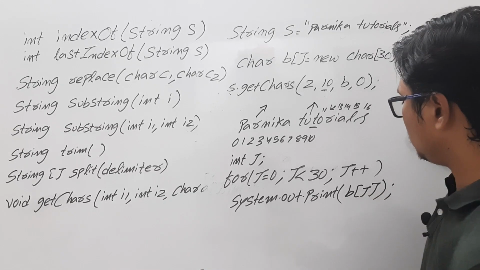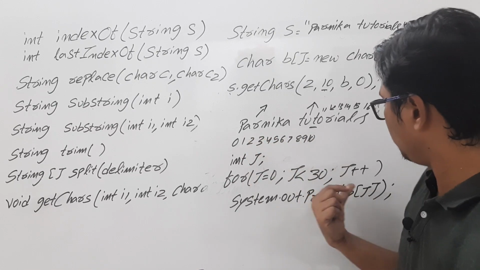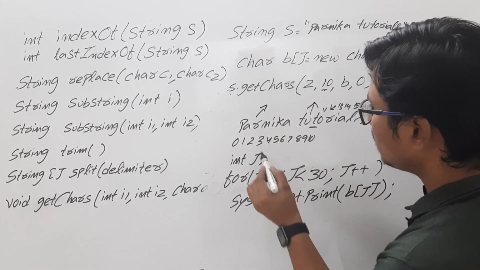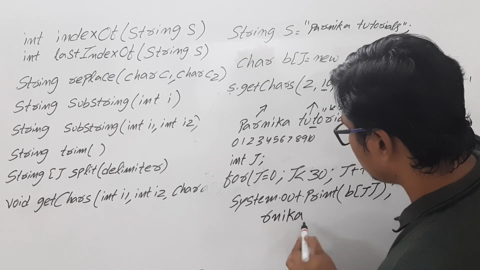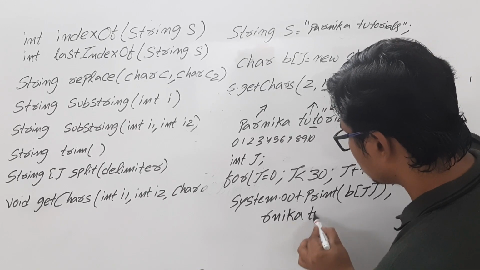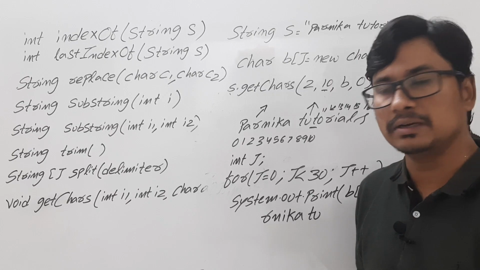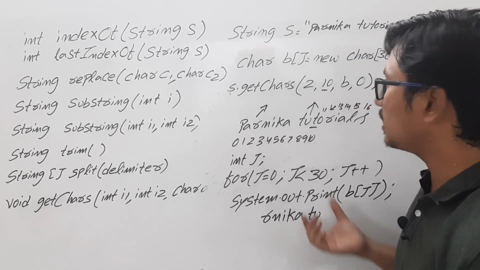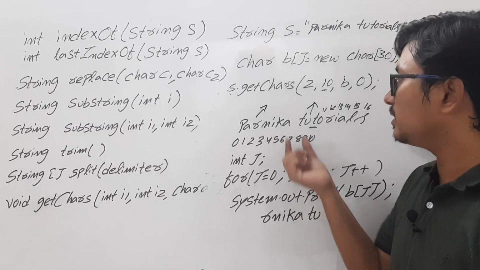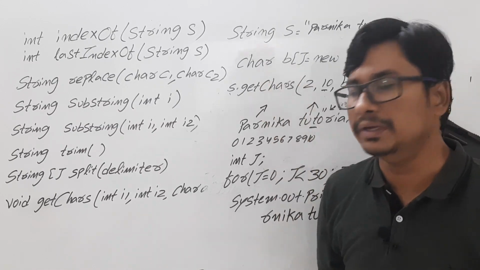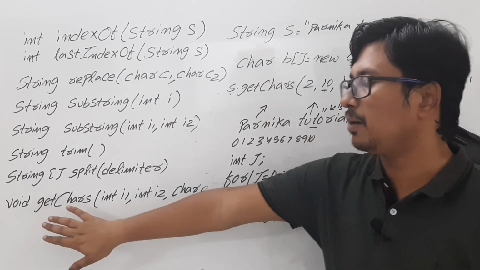So at index 0 in b, R will be there, next N will be there, I will be there, K will be there, and then space TU, and the remaining thing will be spaces, because you are producing the output up to the 30th index in the character array called b. I hope you have understood about getChars.